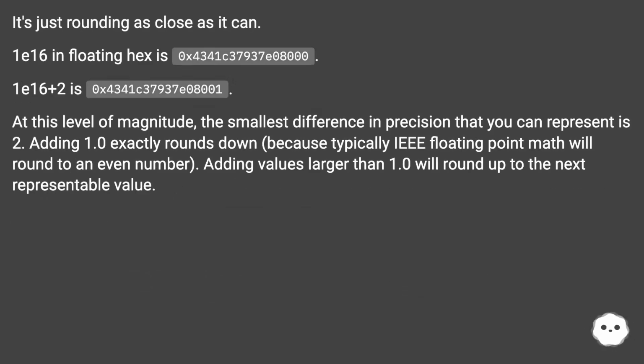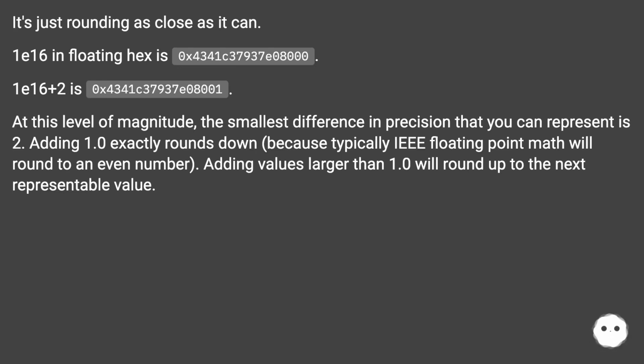It's just rounding as close as it can. 1 times 10 to the power of 16 in floating hex is 0x4341C379337E08000. 1E16 plus 2 is 0x4341C379337E08001. At this level of magnitude, the smallest difference in precision that you can represent is 2.